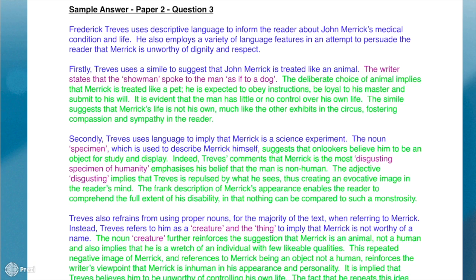Okay, so this is where the suggestion comes in as well. It is evident that the man has little or no control over his own life. That's my own inference. I have sat there and I've thought, what does a dog do? And does he have any control? No, because his master controls him. The simile suggests that Merrick's life is not his own, much like the other exhibits in the circus. So we've done our define and imply, and here's where we put the effect, fostering compassion and sympathy in the reader. Okay, it makes us feel sympathy for John Merrick, okay? So simple effect on the reader at the end.